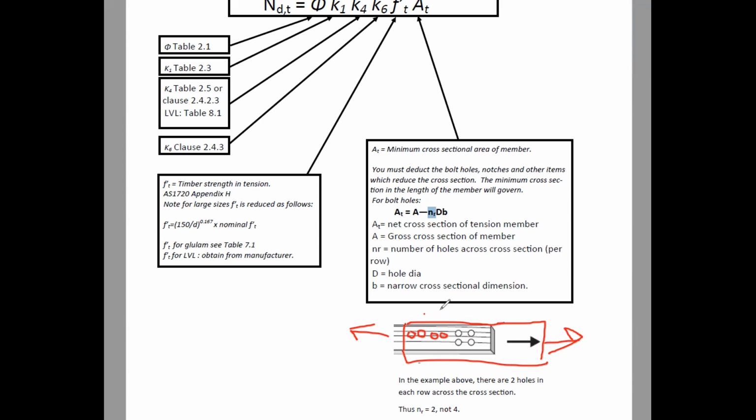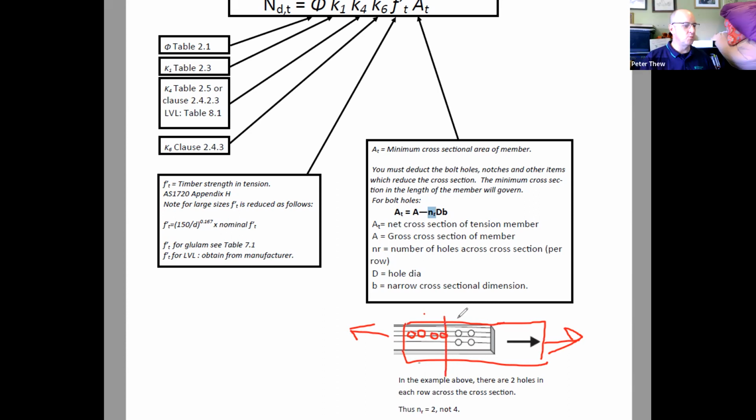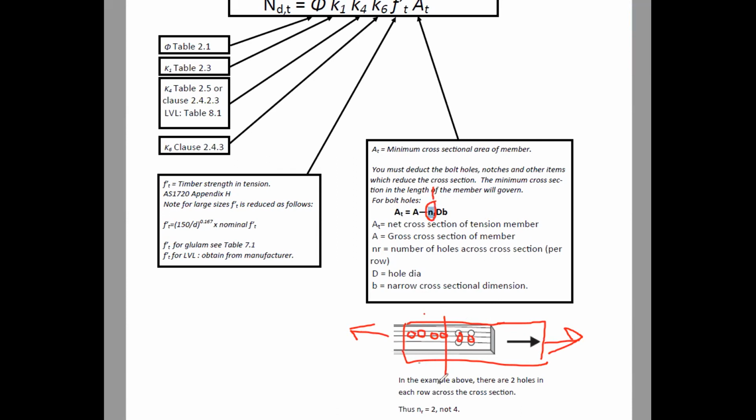Because you only have to extract, in this case, 1 bolt hole's worth from the area. So that becomes 1. It decreases, it doesn't make the limiting factor. Yeah, that's right.